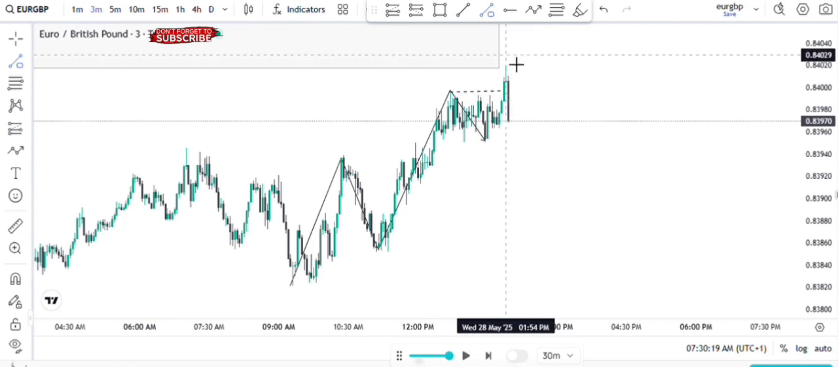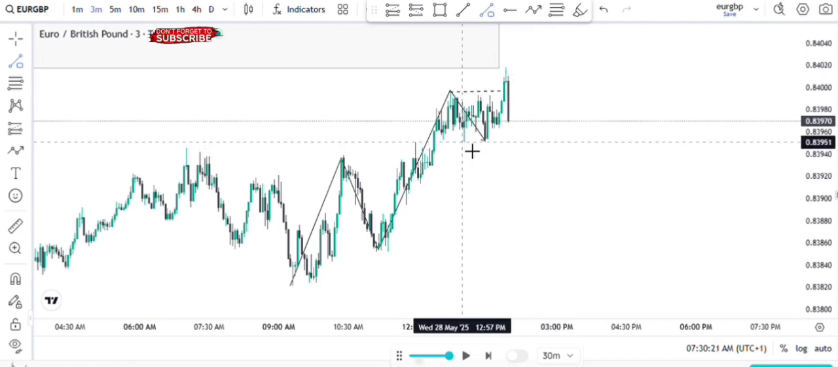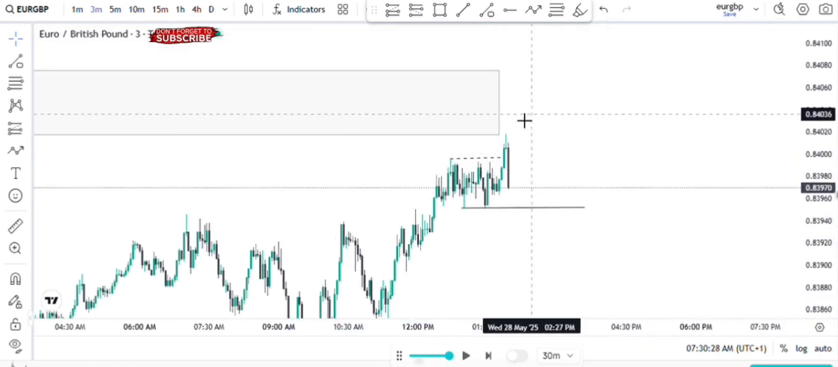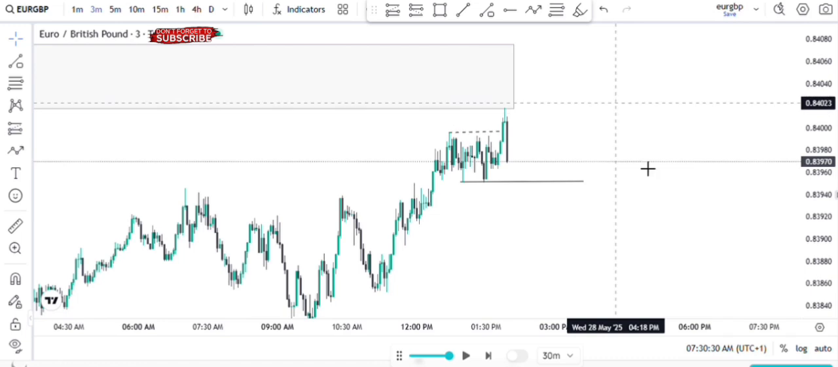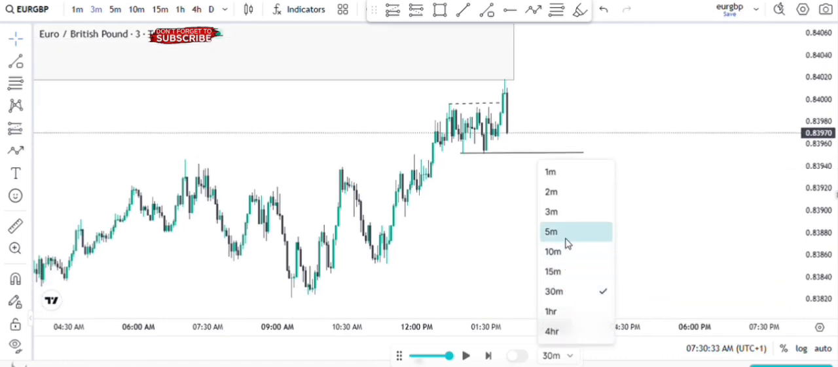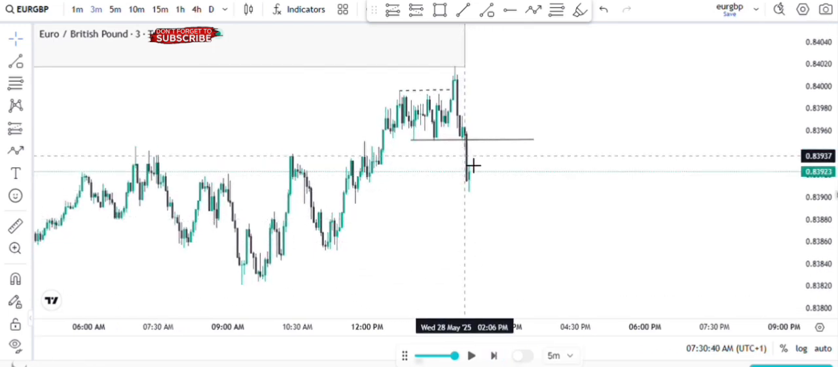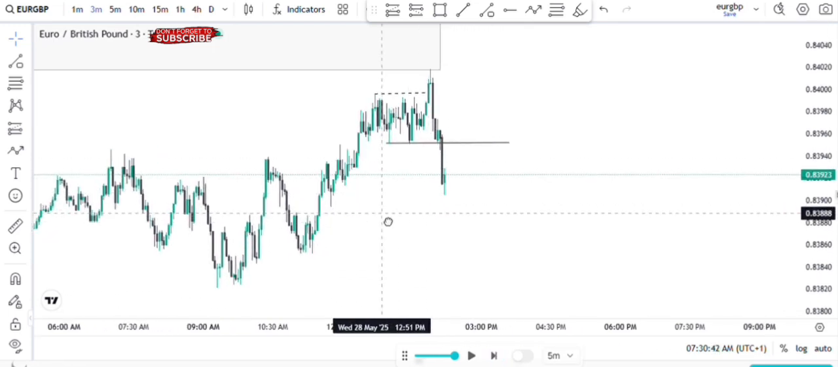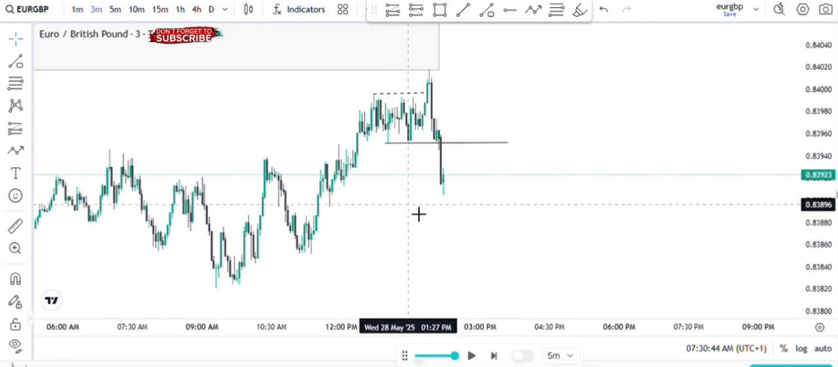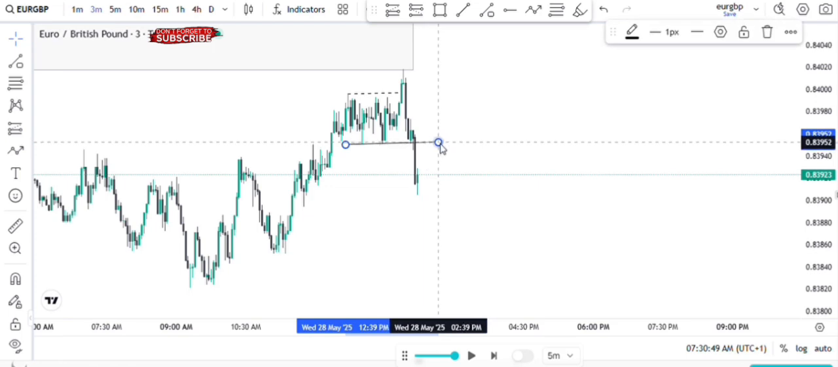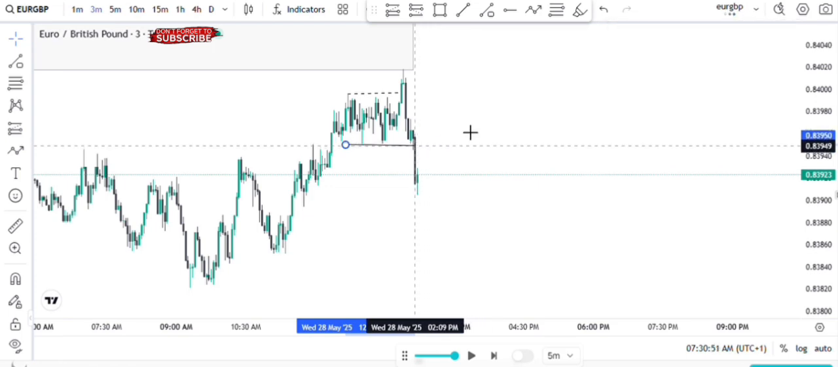So now this is where we would like to see a change of character happen. If a change of character happens right here, then we are going to place an order. So let's see what the market is going to do. As you can see right now, the market breaks structure with significant momentum. It changes character right here. And we have our order block.